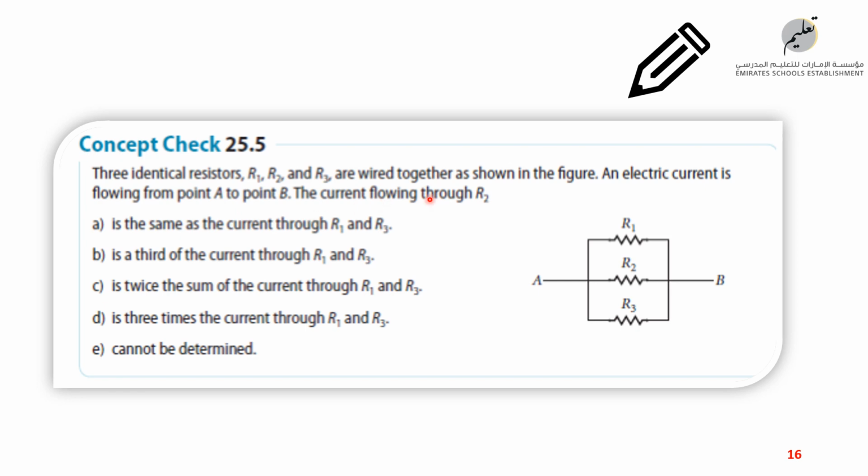So what do you think about the current going through R2? Remember, these three resistors are identical. Is it the same, a third, twice, 3 times, or cannot be determined? You can drop your answers in the comment box.